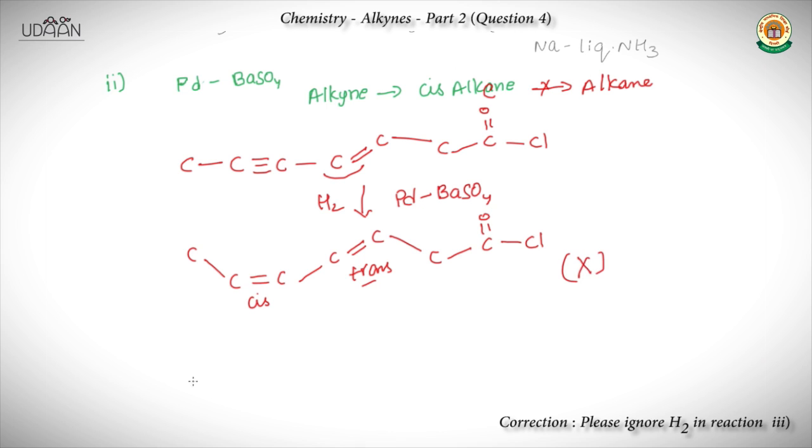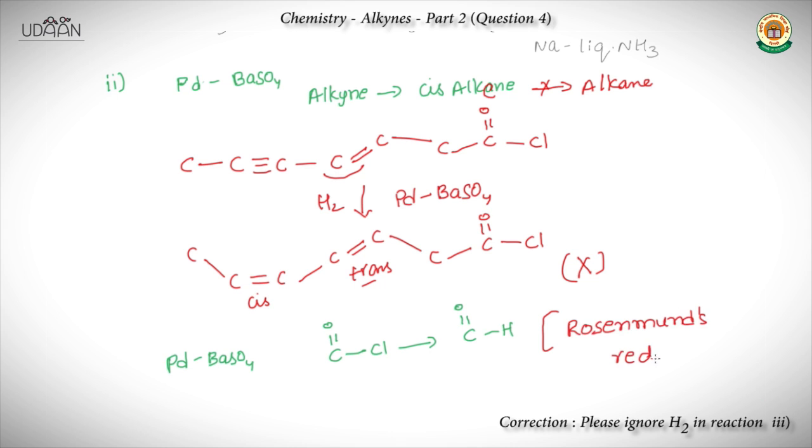This is because palladium in presence of barium sulfate has another function. It converts C double bond O Cl to C double bond O H. This is a very famous reaction which is called Rosenmund's reduction. You will be introduced to it in your carbonyl compound chapter.